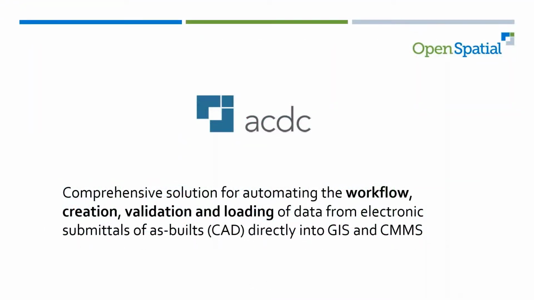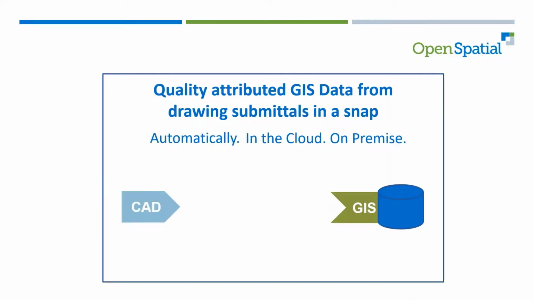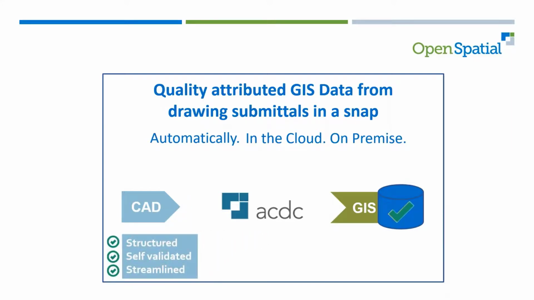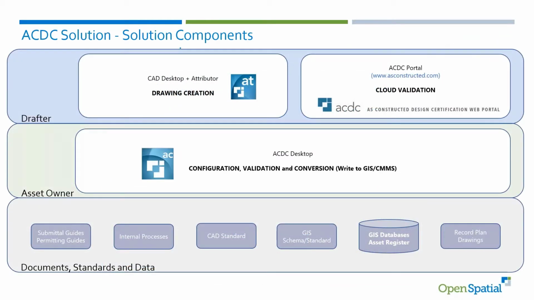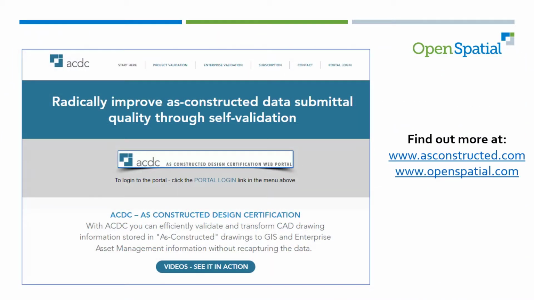Attributor is a small part of the As Constructed Design Certification Solution, ACDC, from OpenSpatial. ACDC provides both cloud and desktop self-validation capabilities of DWG drawings against industry or custom data standards in the cloud. ACDC validates entities on layers, attributes of blocks, spatial checks such as isolated blocks or lines without blocks, and more. In short, ACDC greatly improves efficiencies and enables automated comprehensive data checking and structuring of CAD and attribute data before loading data into GIS and/or CMMS systems.